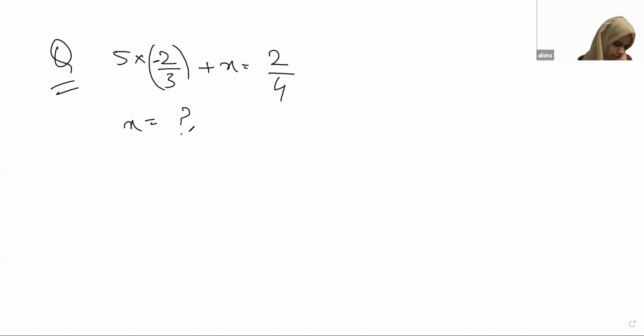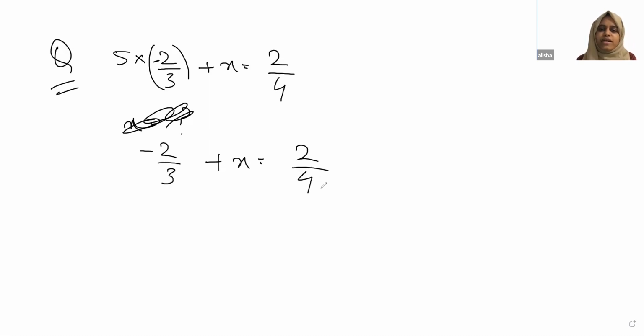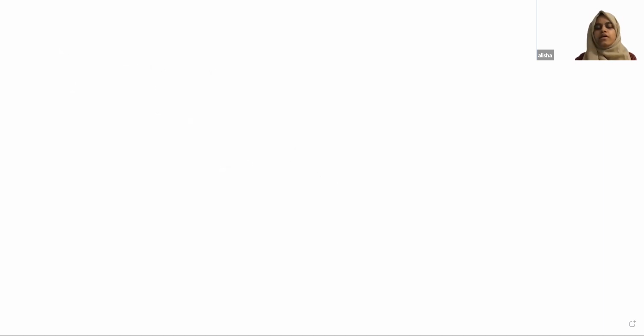Okay. I am writing an expression. Just tell me, is it correct or not? I am writing minus 2 by 3 plus x is equals to 2 by 4 multiplied by 5. Is it fine? No. It is wrong? Yes. Okay, I just wanted to see this only, okay? Don't solve this equation, that's correct, okay? Okay, move towards next question.